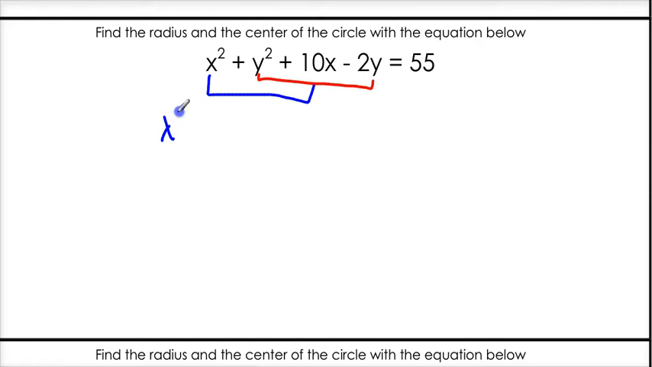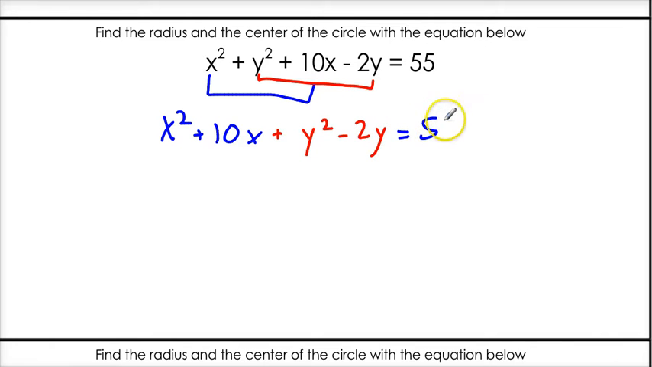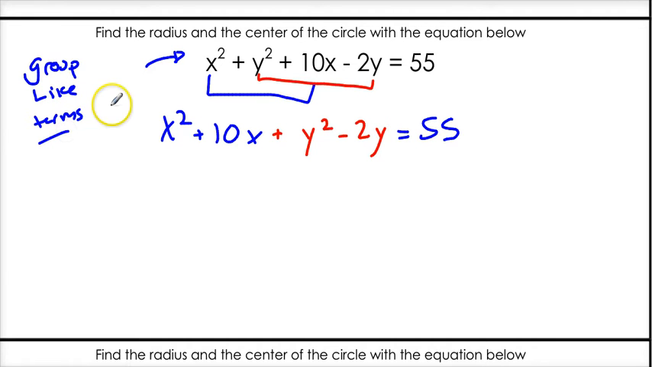So we get x squared plus 10x. All right, we put those two together. And then we get plus y squared minus 2y. All right, and that equals 55. So we just grouped it together first. So the first thing we want to do is group like terms. Yup! Now we're set. Now we can get into business.